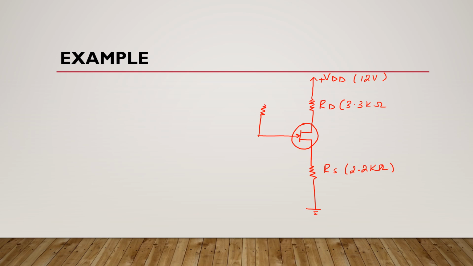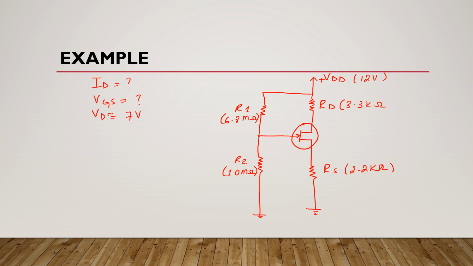Here we have R1, and suppose it is 6.8 mega ohms, and here we have R2, which is 1.0 mega ohms. Now if you want to find the values of drain current and gate to source voltage here, and suppose here VD is approximately equal to 7 volts. So how are you going to start your analysis here?